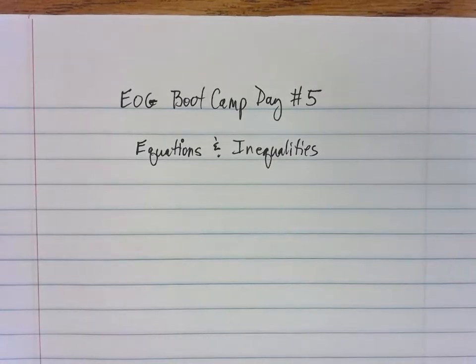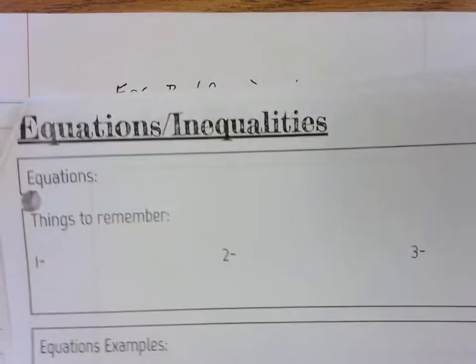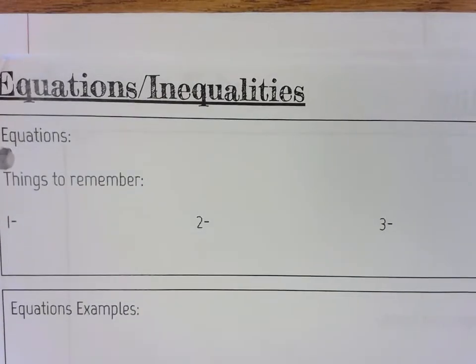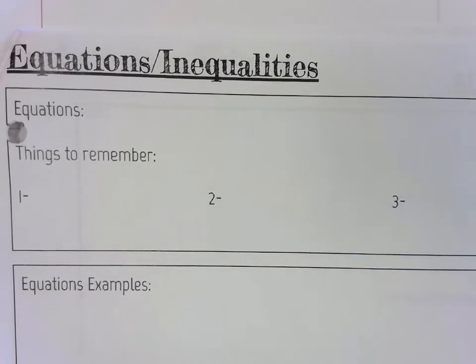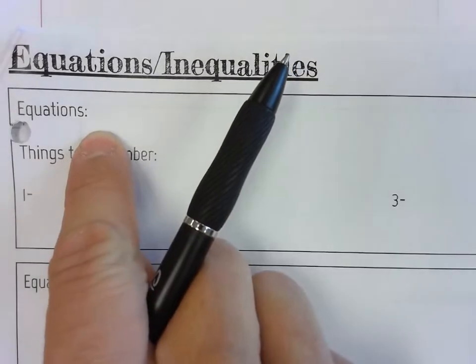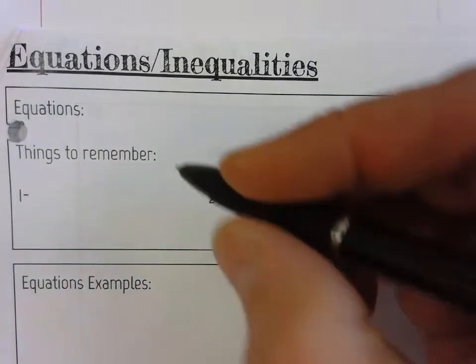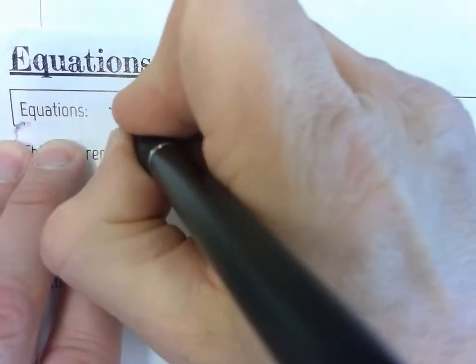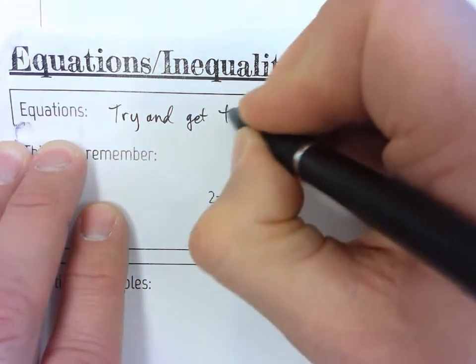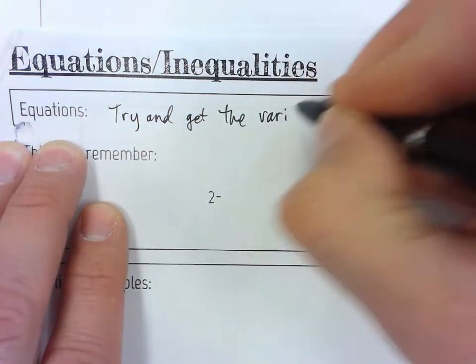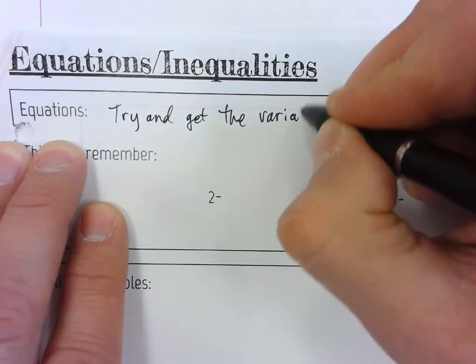All right, today you need to make sure you've got your page out that says equations and inequalities, and we've got some things to remember. So let's start out there. Always want to be ready, just like the Coast Guard. Here we go. So equations, of course, the whole objective here, folks, when you do an equation, your end game or your goal is to try and get the variable isolated. We're going to put that variable in solitary confinement.